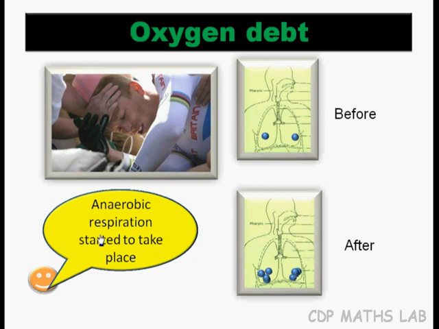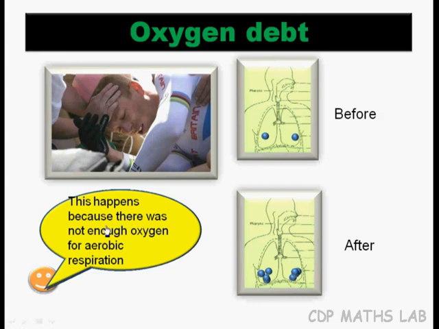Now, anaerobic respiration started to take place. So when anaerobic respiration is taking place, eventually you're going to breathe harder. Now by this time, lactic acid started to build up. So in humans, when you respire anaerobically, instead of producing alcohol, you produce what we call lactic acid. So right here, this man is feeling tired and weak because of the accumulation of lactic acid in his muscles.